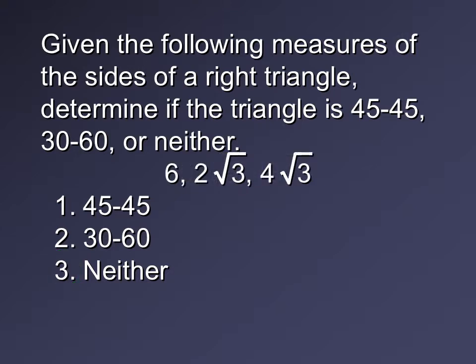Let's do 6, 2 square roots of 3, and 4 square roots of 3. All right, this is the 30-60, and the reason why is because you can start with 2 square roots of 3, and if 2 square roots of 3 is your x, then 2x is 4 square roots of 3. And then x times the square root of 3 would be 2 square roots of 3 times the square root of 3, which is 2 times 3, which is 6. So this pattern is the 30-60 triangle.